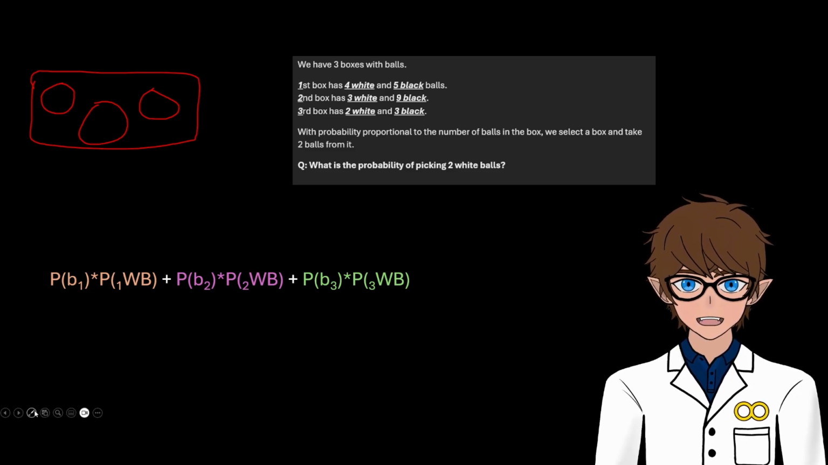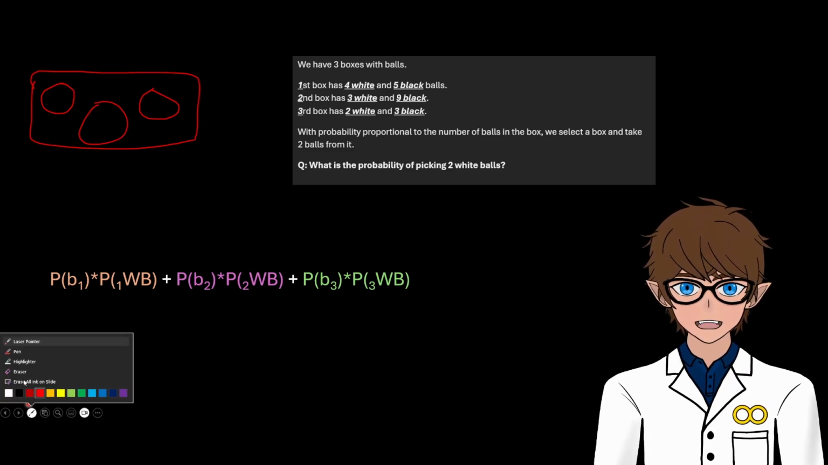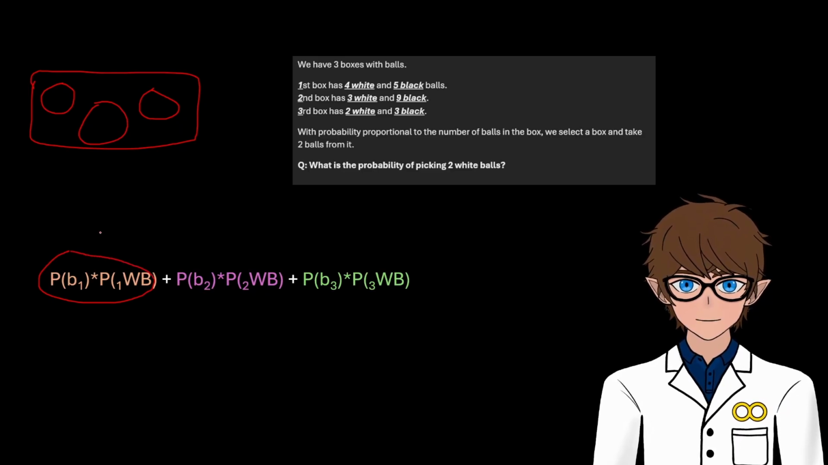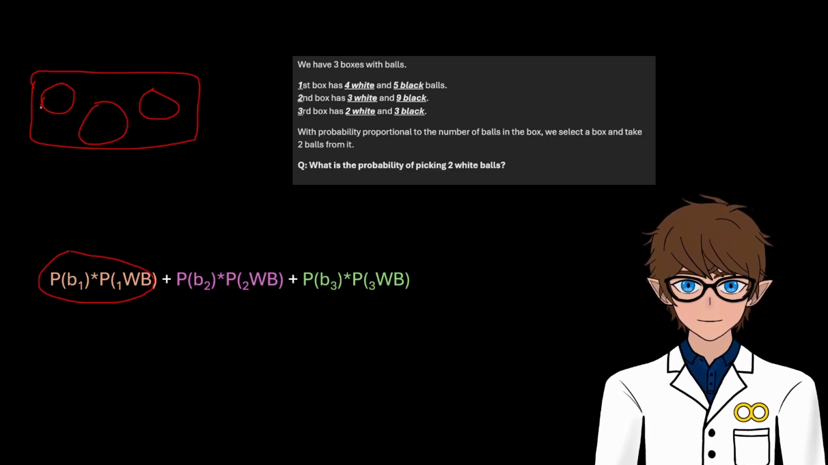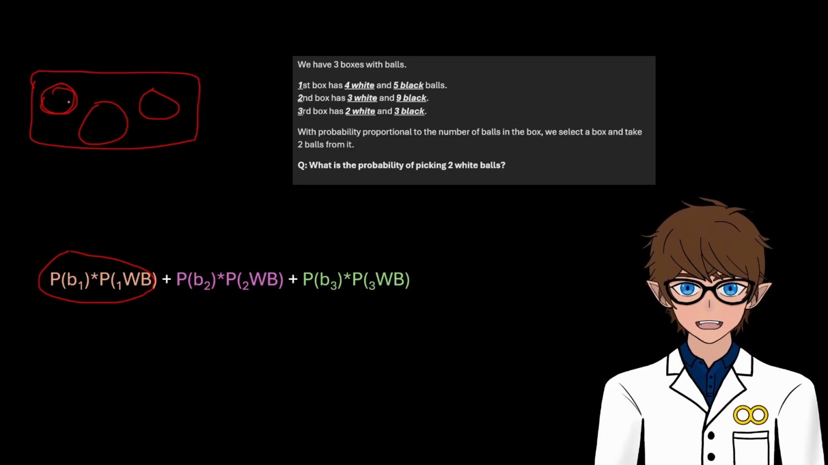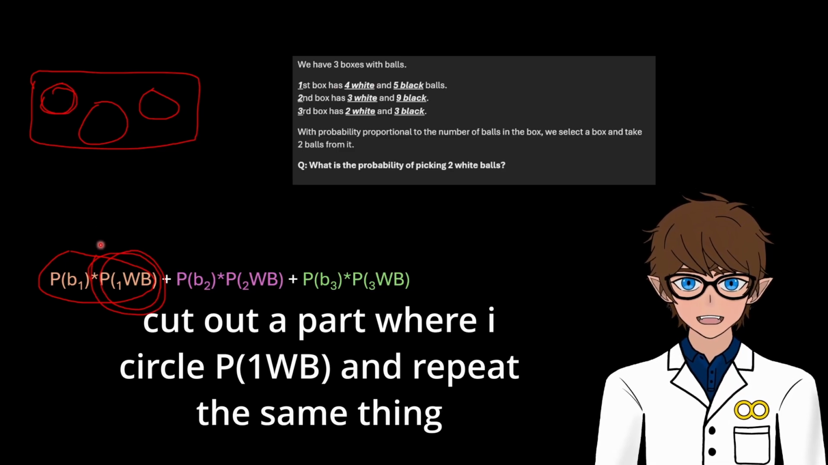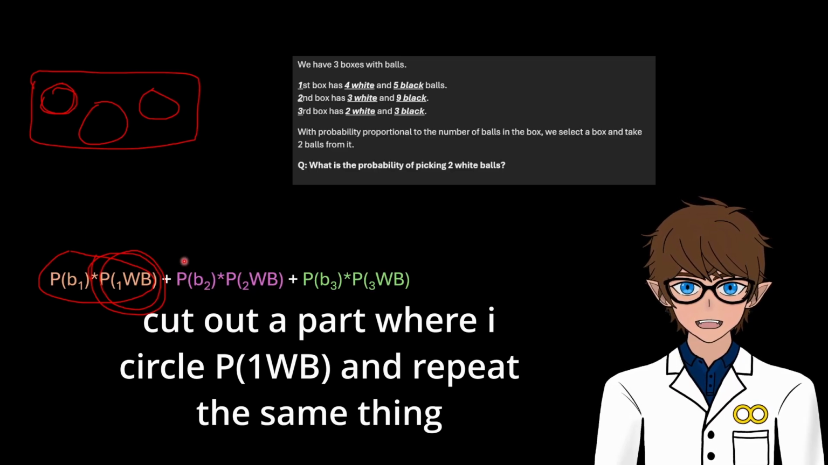Even if we just took it at face value, I can write it like this. This would be the probability of picking box number 1, and then inside that box picking 2 white balls out of 4 white and 5 black. Basically, this is the formula. It makes sense. If you don't understand it, please ask in the comments because I'll gladly explain it.